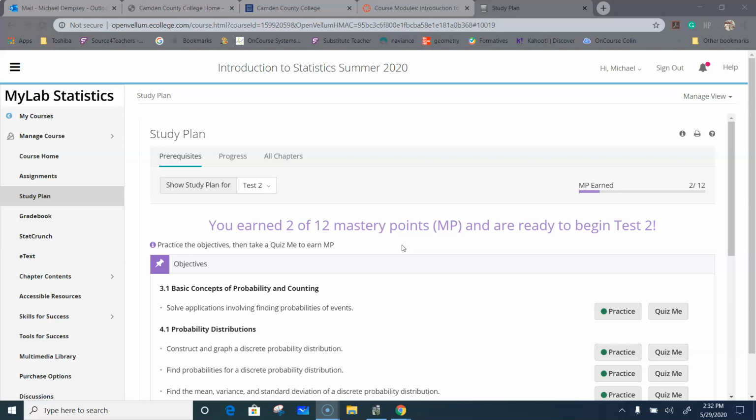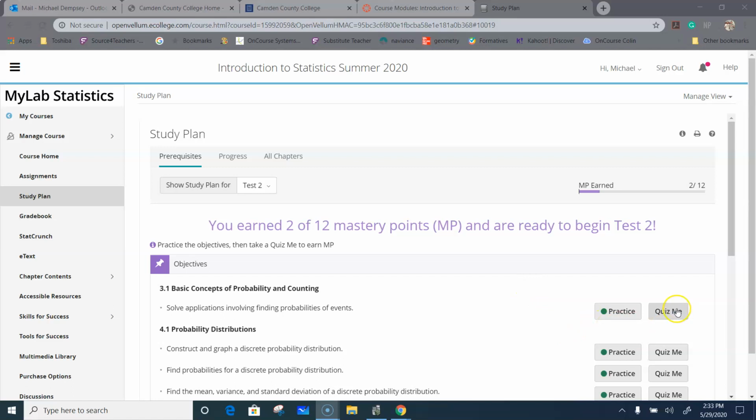I prefer not to make a set number of points prerequisite, because then people get jammed up. They're trying to get through the course and take their test, and rather than hold them up with that, I don't make that required, but I do put the study plan in there so that you have practice questions, and then the Quiz Me button that will mirror what the test is going to look like.